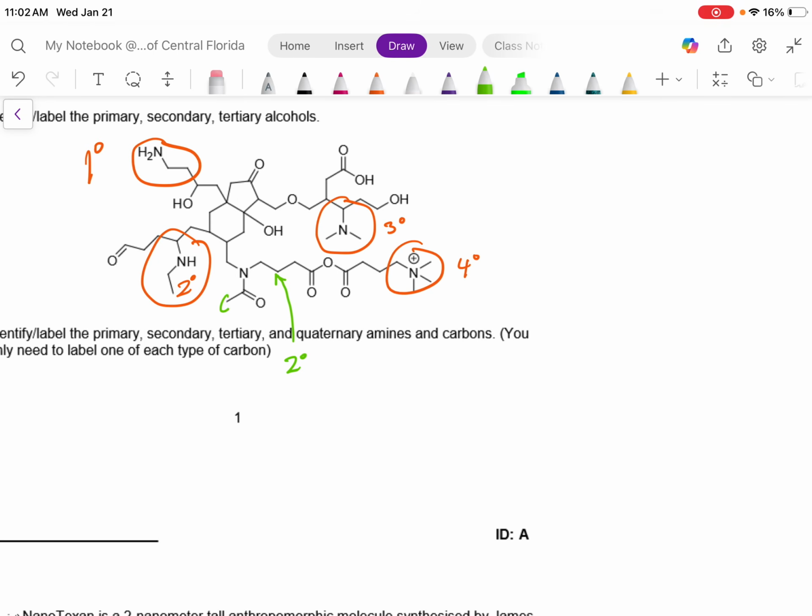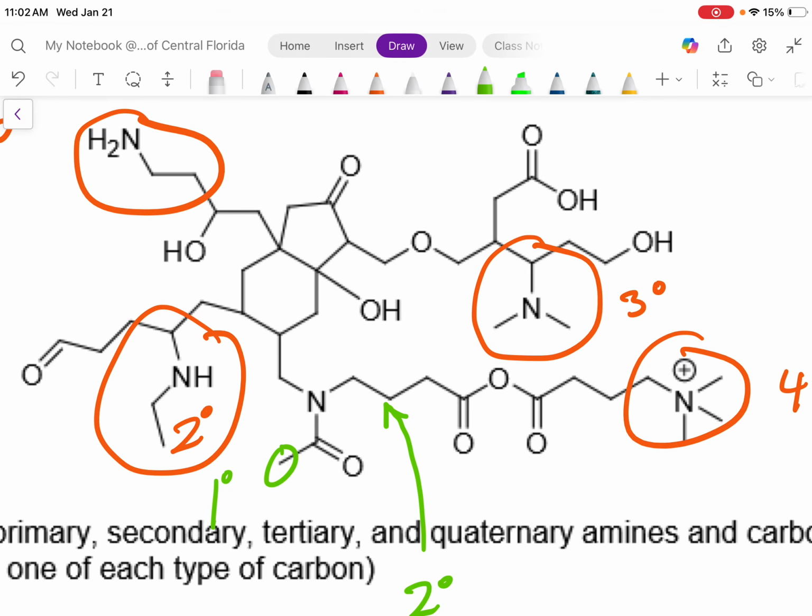That one right there, that would be a primary carbon. Let's see, we have primary, secondary, do we have tertiary carbons? Or quaternary carbons? Well, this one right here, what type of carbon is that? There's 1, 2, 3, 4 carbons directly attached to it. So that would be a quaternary carbon right there.